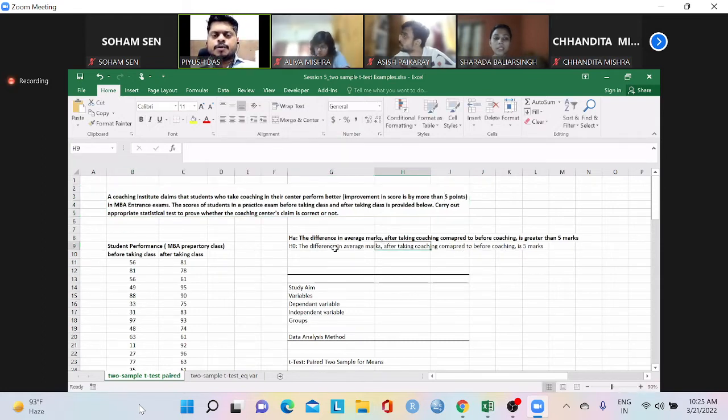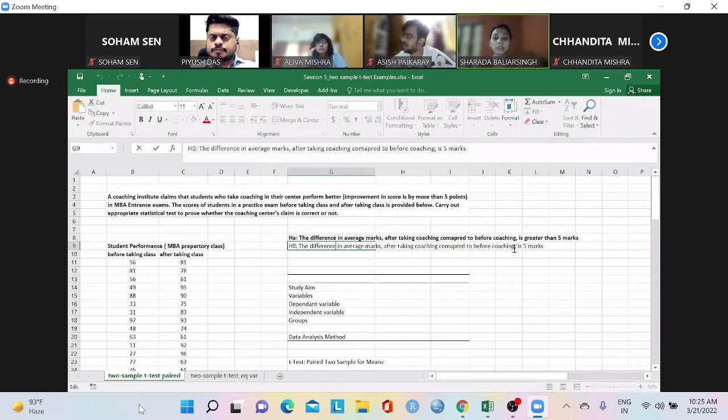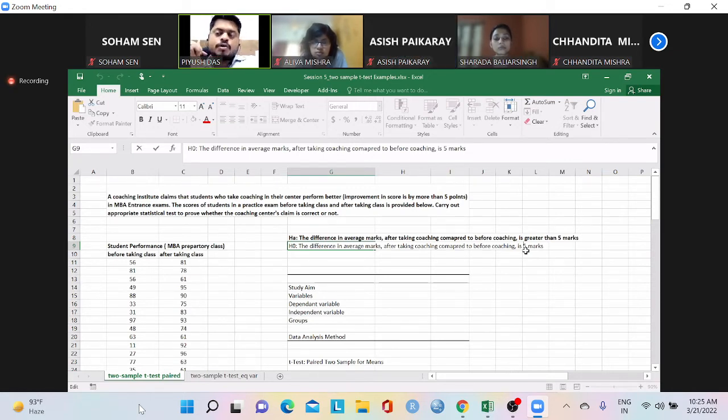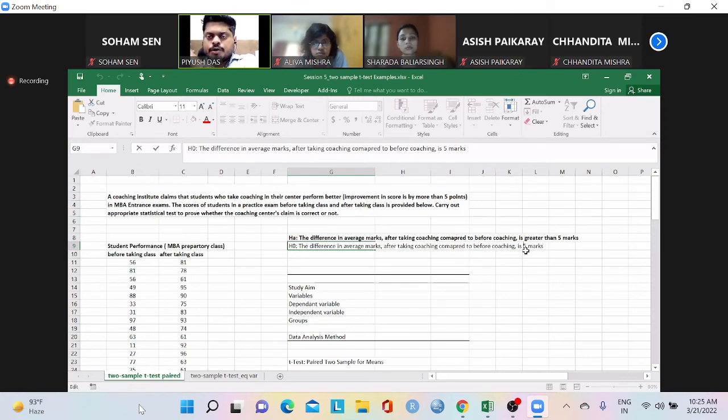Greater than 5 marks, then what will be my null, equal to 5 marks or only greater than or equal to? Alternate hypothesis cannot have an equal to sign. It always will have either greater than or less than or not equal to. Alternate hypothesis cannot have an equal to sign. After taking coaching compared to before coaching, the null is either equal to, I do not know, less than or equal to, right?